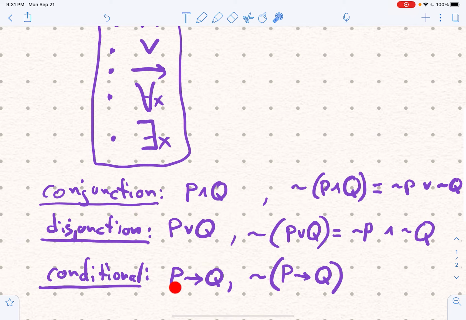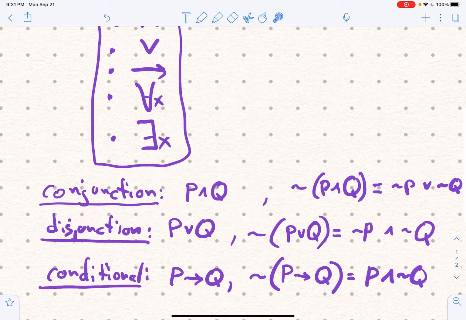Because this is like a promise. If P is true, then Q has to be true. So if we negate this if-then statement so that it is no longer true, the only way that can happen is in the following combination: the first thing is true and the second one is false. So let's just write that down. The first one is true and the second one is false.